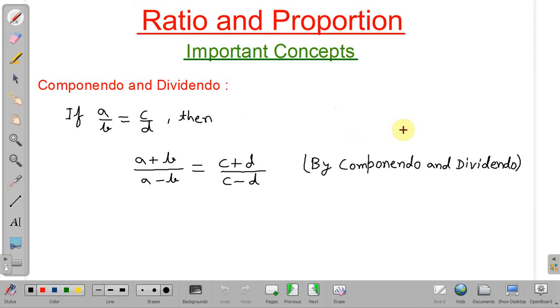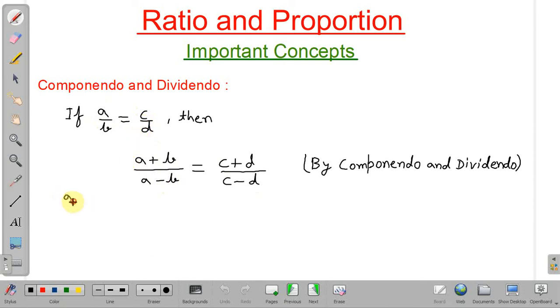Now this is one important concept, componendo and dividendo. If A by B is equal to C by D, then by componendo and dividendo we can write A plus B divided by A minus B equal to C plus D divided by C minus D. First you are adding B to A, then in the denominator from A you are subtracting B. Similarly on the RHS. But how can we get this?